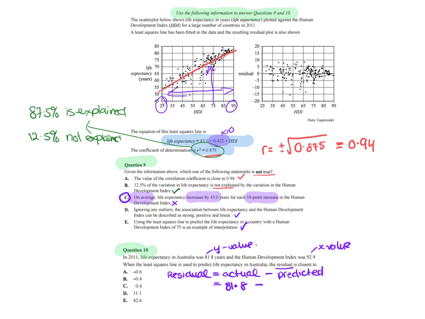And then you've got to minus your predicted. So your predicted is when you use the equation. So up there, you'd be 43.0 plus 0.422 times the HDI, which they told us was 92.9 in this case. And you get negative 0.4038. So I'm going to go B, negative 0.4.